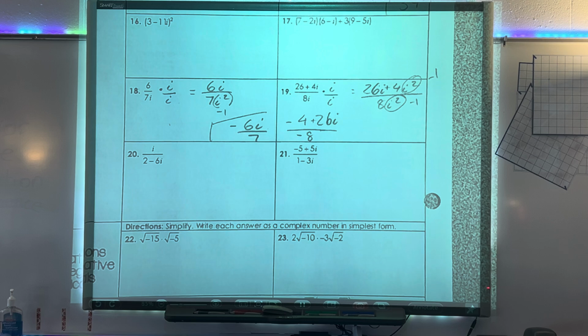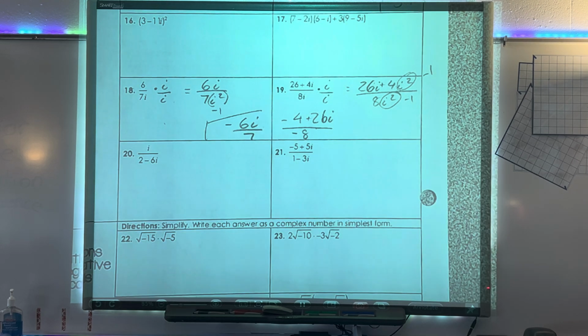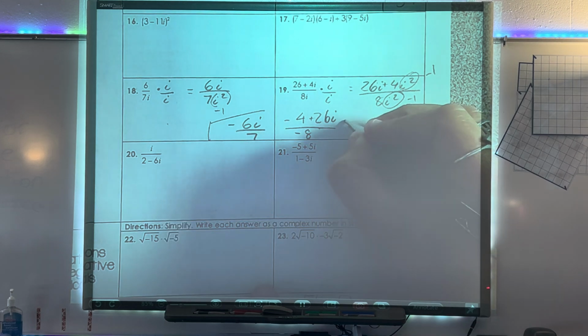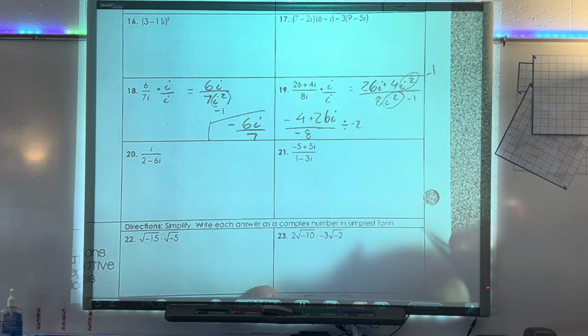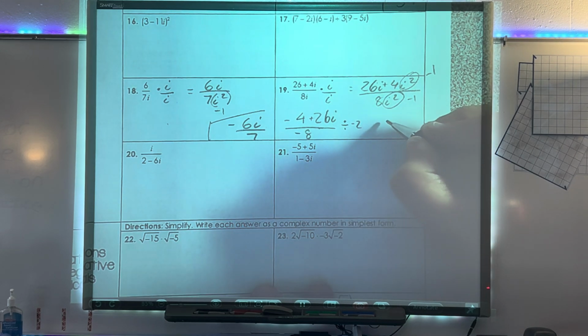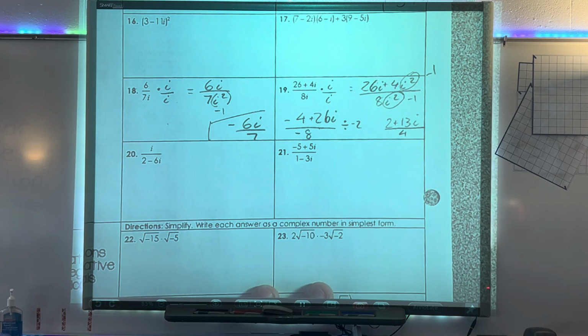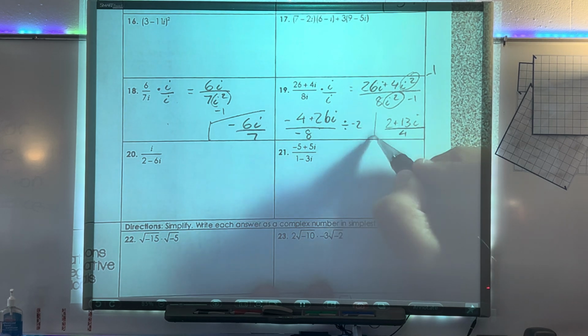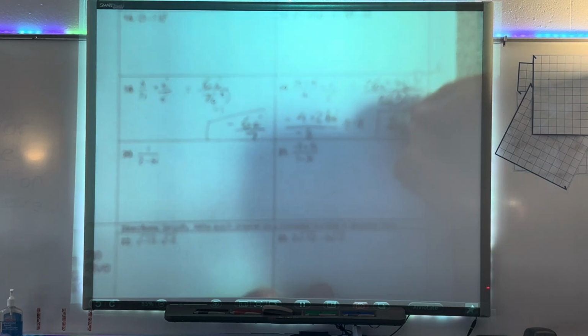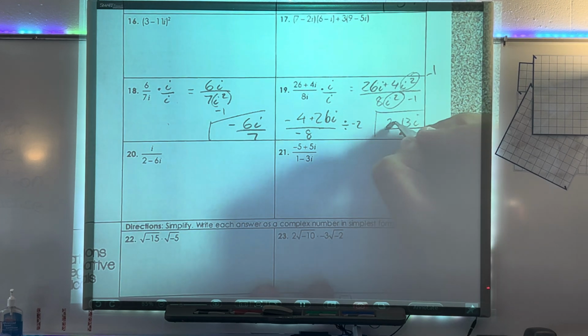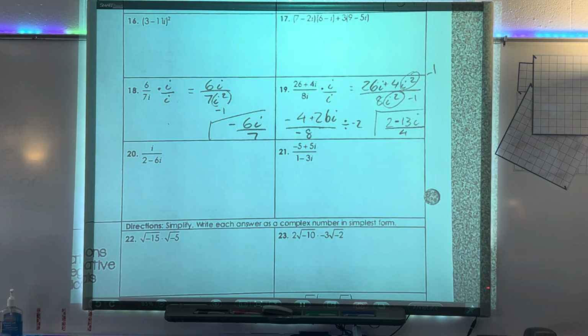All of these can simplify by 2, which is about the only thing that'll go in there. I'm gonna divide everything by the -2, pull it out, so that's gonna give me 2 plus 13i over 4. Nope, minus 13i, sign change. Sorry. 2 minus 13i over 4. Y'all okay there?